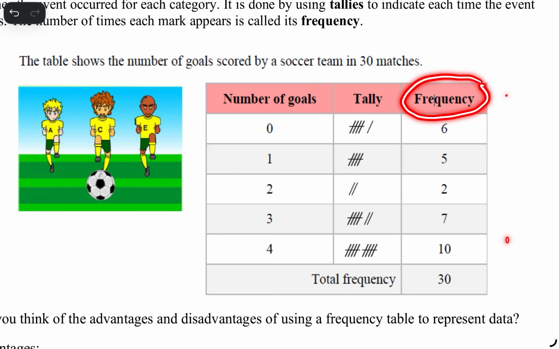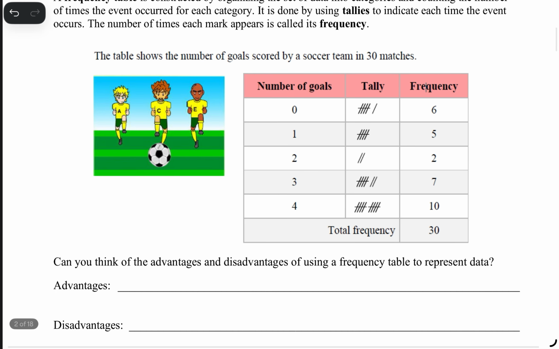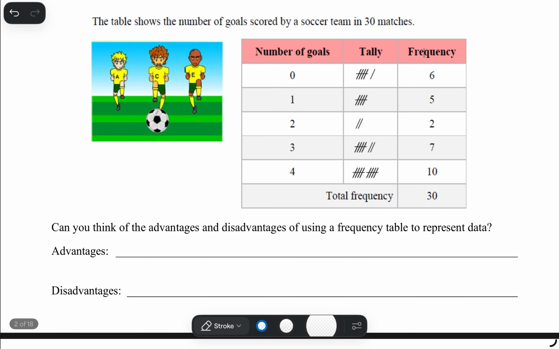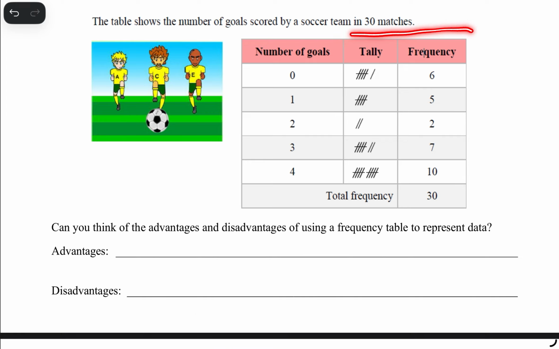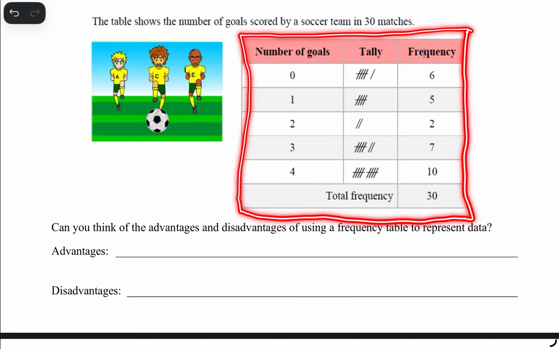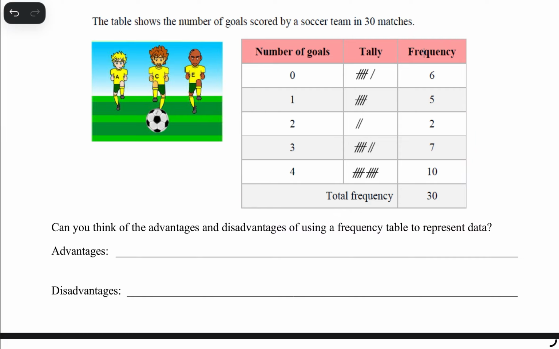If I look at this diagram, can you spend maybe 1-2 minutes thinking about what the advantage and disadvantage of using a table to represent data is? Is this the best way to represent data? Are there better ways we can represent it? Or what are the negative parts about using such a table? Pause this video first, and once you have thought this through, press play to continue.